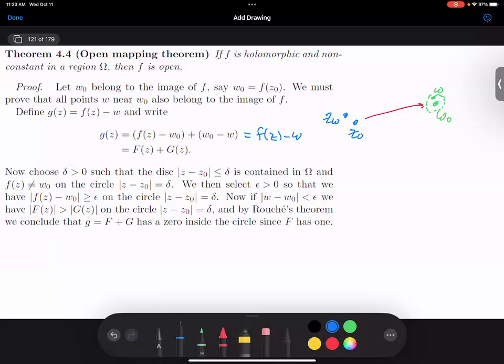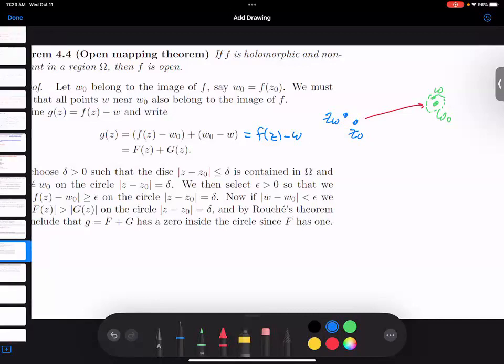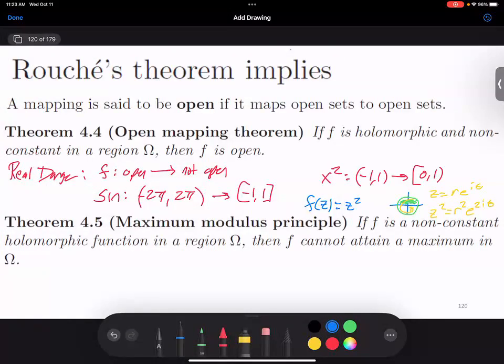Why do you think I might want to try to find a z such that g of z is 0? Why might I want to rephrase the problem to trying to find a z such that g of z is 0, or prove that there exists a z such that g of z is 0? Why might I want to do that? Yeah, to apply Rouché's theorem, right? Foreshadowing the art of a great lecture, right? There's probably a reason why we did Rouché's theorem.